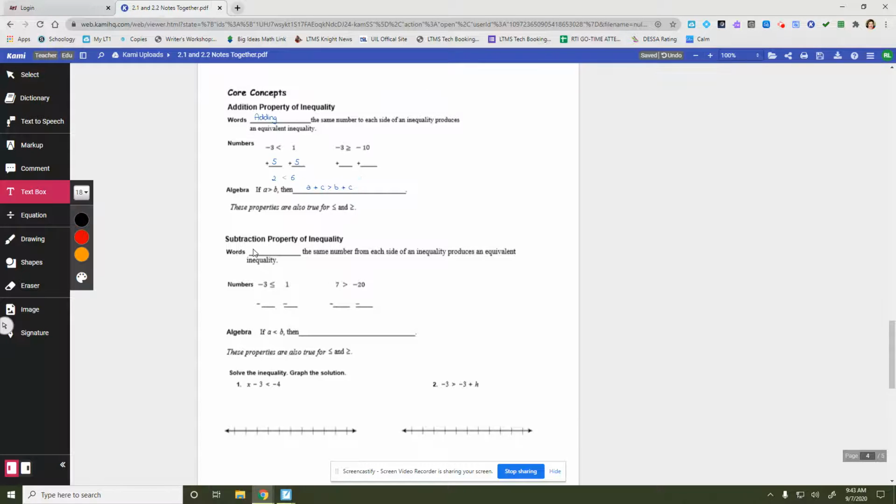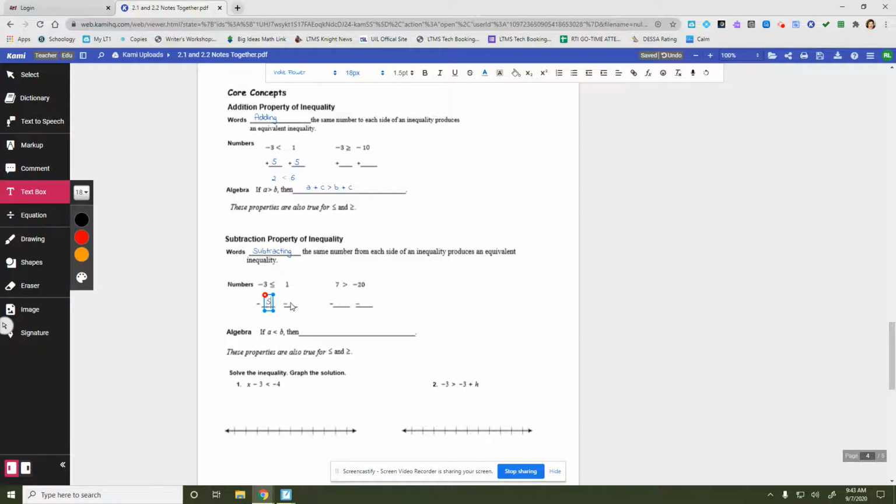And guess what? Same thing is true for subtraction, right? So let's talk about subtraction down here. Subtracting the same number from each side of an inequality will still produce an equivalent inequality. So it is still true there. So let's do this example. Let's say I start off with -3 is less than or equal to 1, which is true.